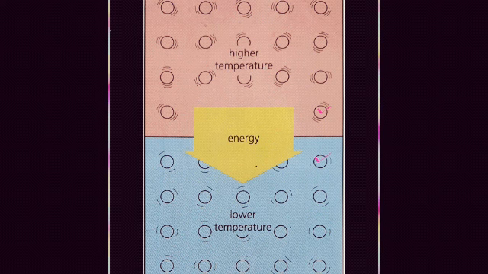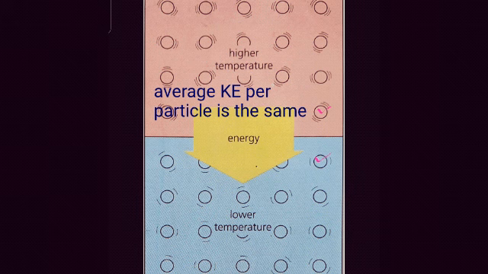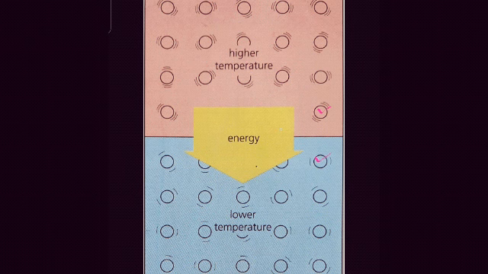Pemindahan tenaga ini hanya akan berhenti apabila dua-dua objek ni capai suhu yang sama. Because the average kinetic energy per particle is the same in both. Sebab tenaga kinetik dia secara average-nya untuk setiap partikel tu sudah sama untuk kedua-duanya.